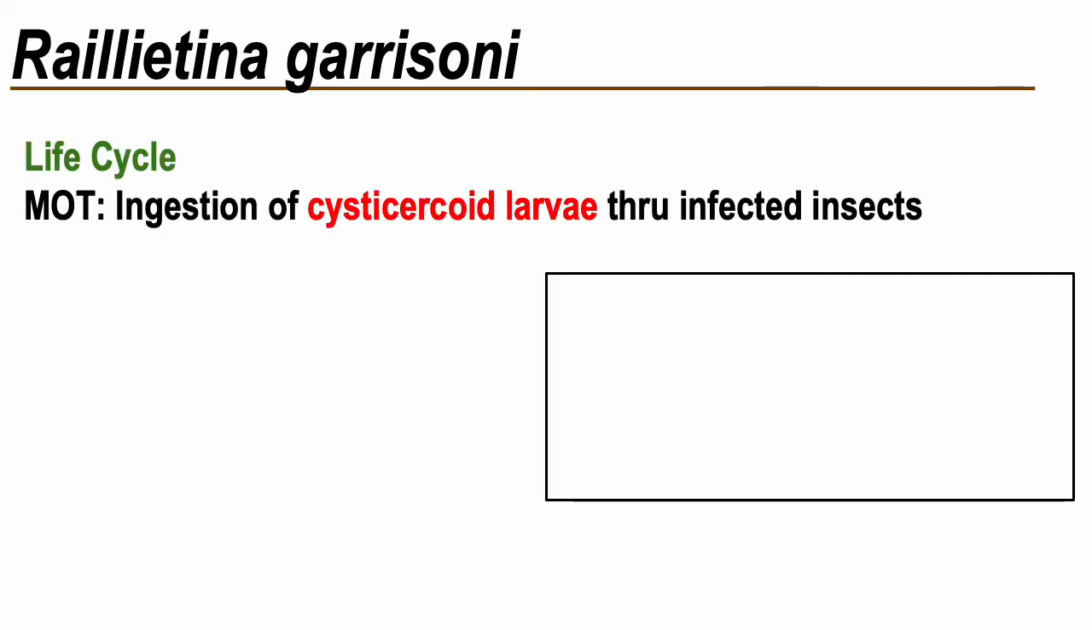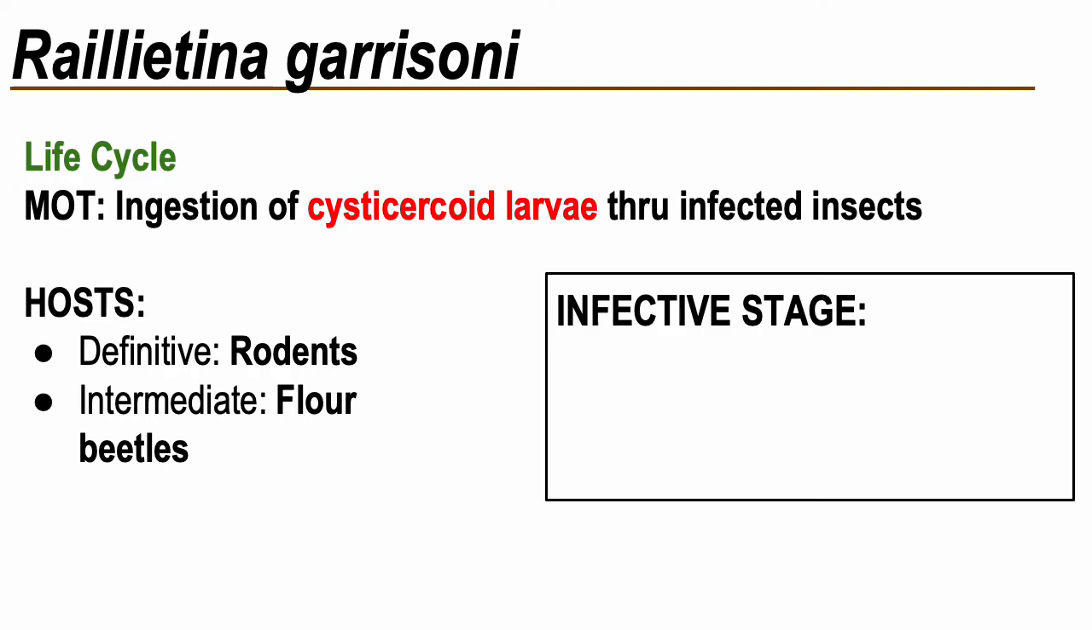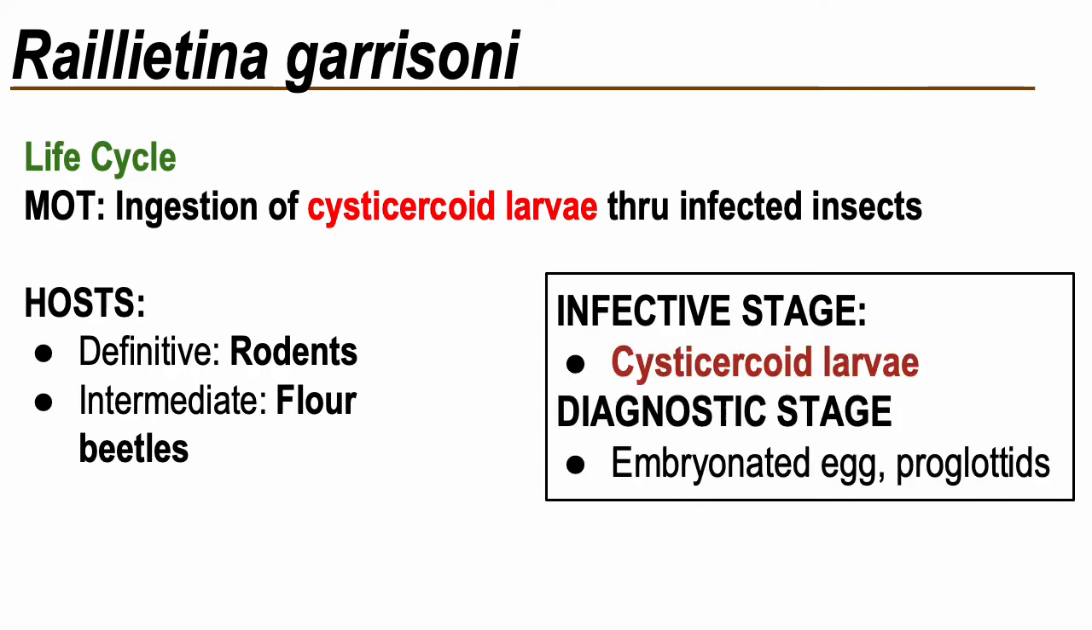For the life cycle of this parasite, this is acquired via the ingestion of the cysticercoid larva through infected insects such as flower beetle. The hosts of this parasite are rodents, which act as the natural definitive host, while humans act as the accidental definitive host. While the intermediate hosts, where these particular hosts harbor the larval stage, are the flower beetles. Again, the infective stage is the cysticercoid larvae, and the diagnostic stage is the embryonated egg and proglottids.